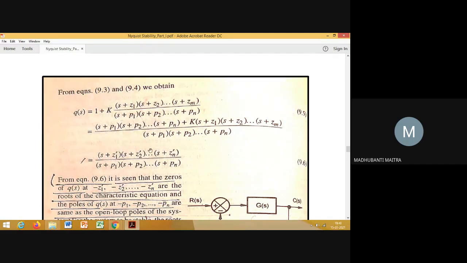polynomial in a factored form as (S plus Z1 dashed) into (S plus Z2 dashed) dot dot (S plus Zn dashed). This Z1 dashed, Z2 dashed, Zn dashed will not be equal to Z1, Z2, Zn.